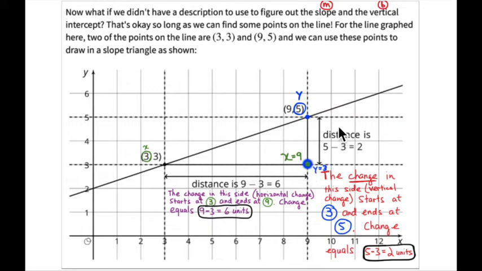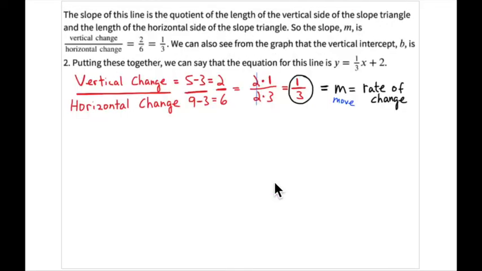So the change in y, the change along the vertical axis, is 2 units. The change in x, or the change along the horizontal axis, is the 6 units. And so you compare those two numbers, that is the slope. So the vertical change was 5 minus 3 equals 2. The horizontal change was 9 minus 3 equals 6. Then you simplify that to 1/3. Okay, so the vertical change compared to the horizontal change is 1/3.